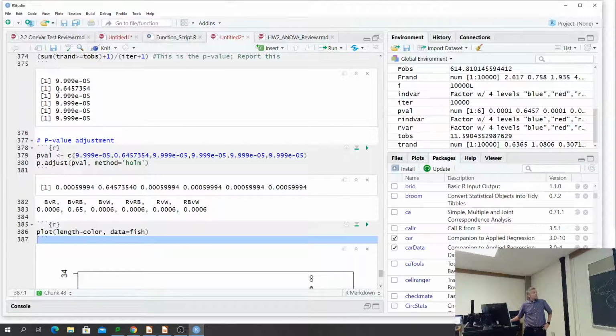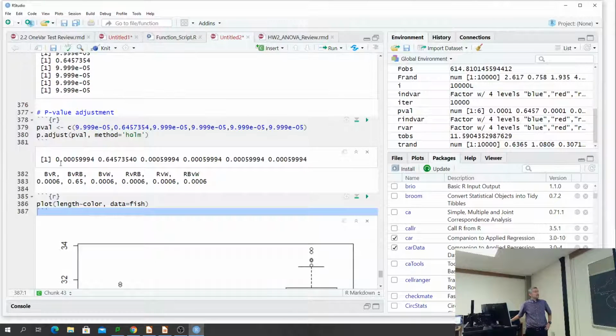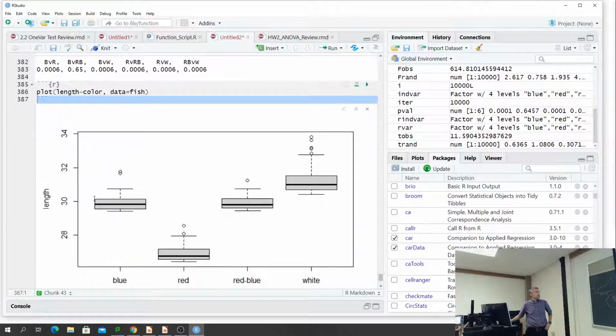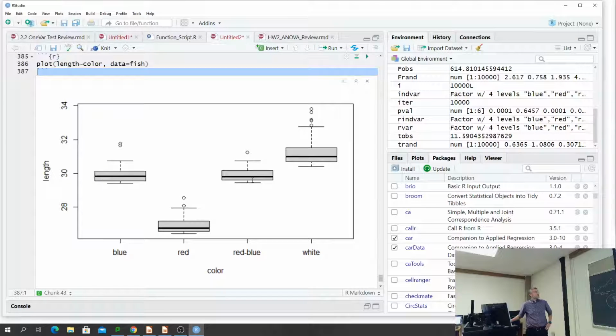But, I mean, all of these are super small. I know these are all different, and they stay different. All right. So only one comparison was not, and that was this blue versus the red-blue comparison. So there's no difference between these two, but then all other comparisons are different. So in the write-up, you could talk about how the white had the highest lengths, red had the lowest lengths, and the red-blue had intermediate. All right, and they weren't different.